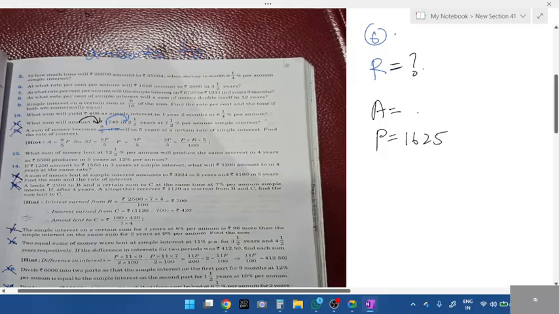Correct. Very good. Amount is 2080. In how many years? Time is equal to, convert into fraction. 3 2s are 6, 6 plus 1, 7 by 2. Very good. 7 by 2.